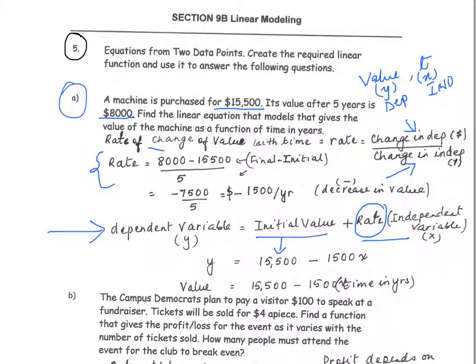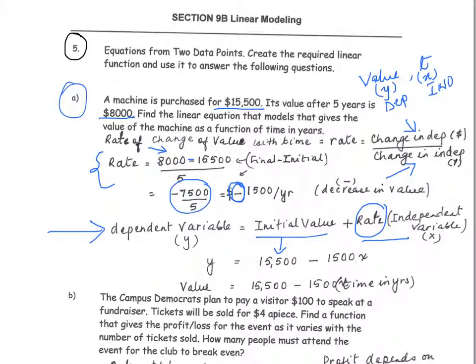So this is the change in the value, so the change in the y coordinate. It's 8,000, which is the value after 5 years, minus the initial value, which is 15,500, divided by 5. When we simplify it, we get negative $1,500 per year. So the negative should be obvious because the value has decreased. So the final value is smaller than the initial value. So the change in the value will be negative. And that's the reason why our rate is negative.